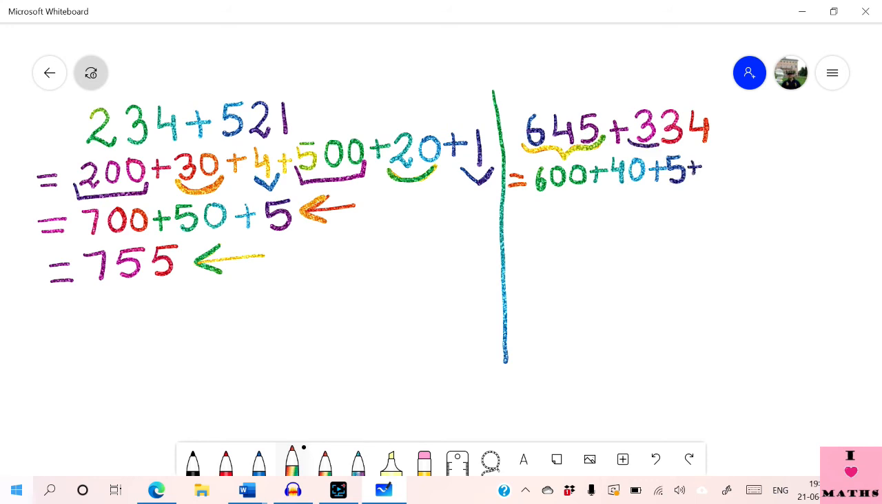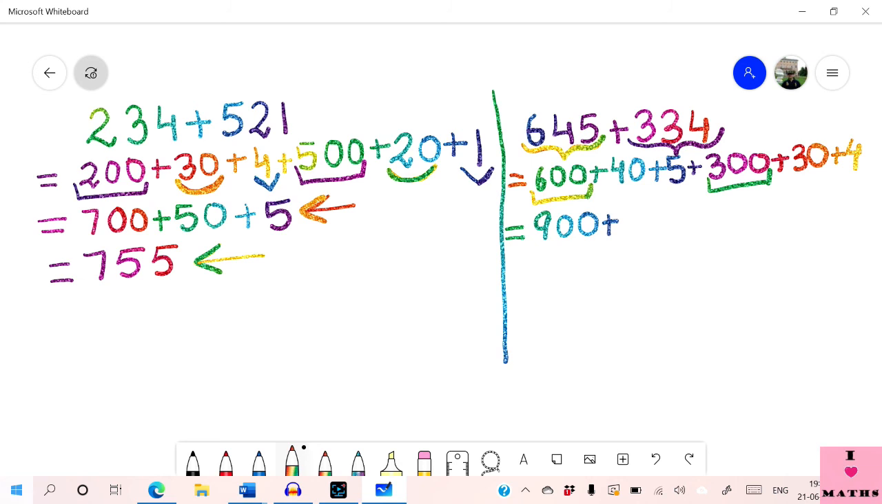Now let us write the expanded form of 334. 300 plus 30 plus 4. Okay. Now first of all we will add 600 plus 300. Very easy. 6 plus 3 is 9. So 600 plus 300 is 900.